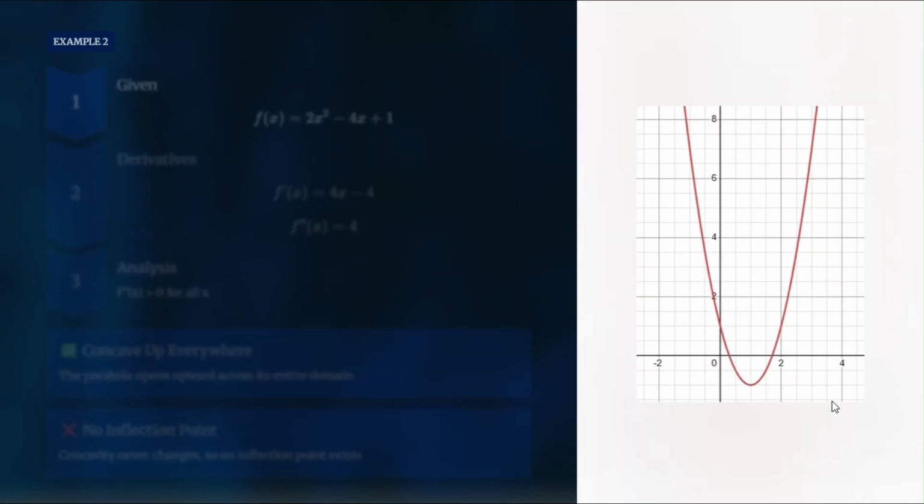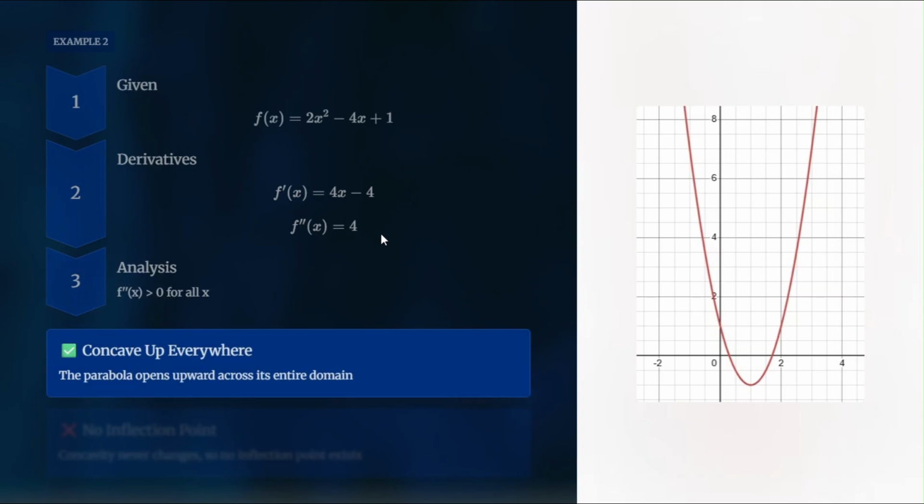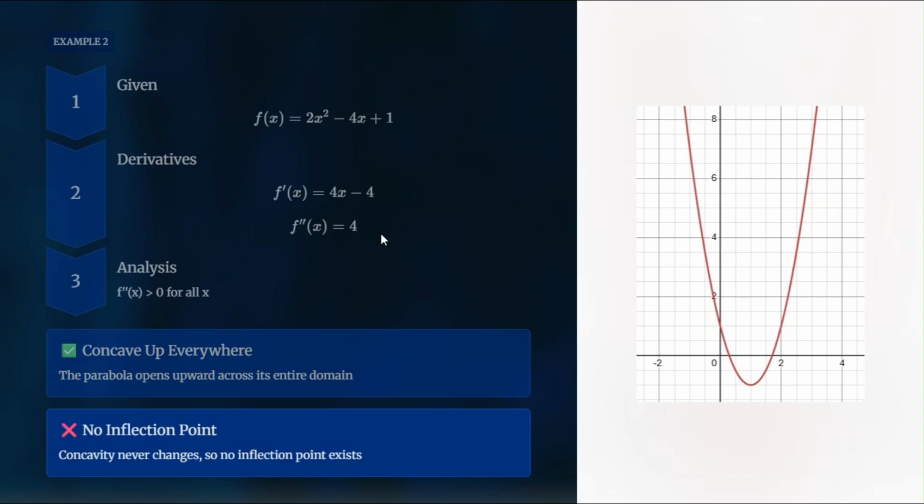In this second example, given the quadratic function f of x equals 2x squared minus 4x plus 1, in order to identify concavity, we'll first find the first derivative. F prime of x will be equal to 4x minus 4, and the second derivative will be equal to simply 4. Since the second derivative is always positive, the parabola opens upward across its entire domain. In other words, the graph is concave up everywhere. In this case, there are no inflection points because concavity never changes.